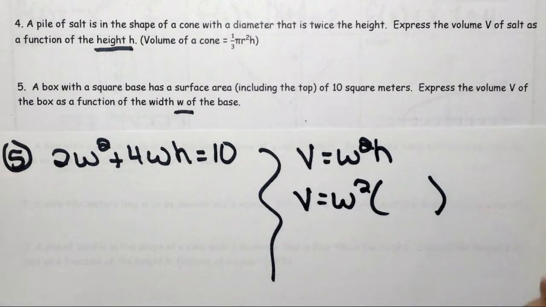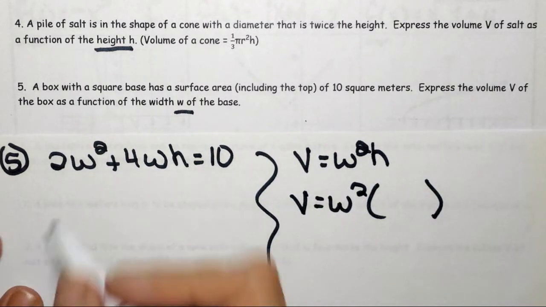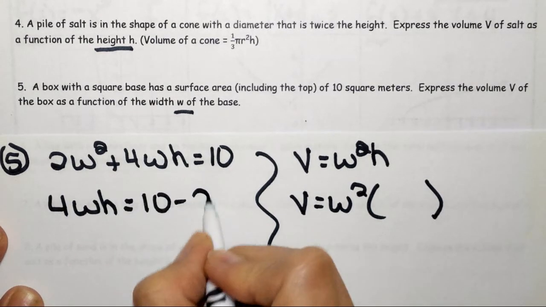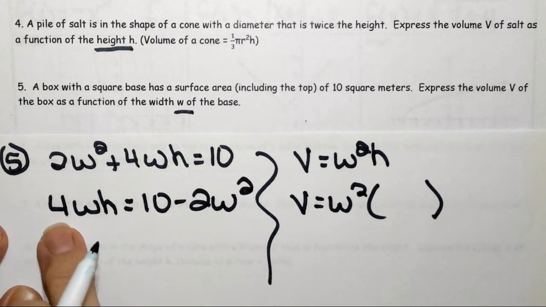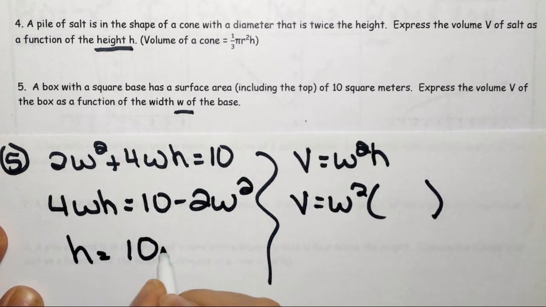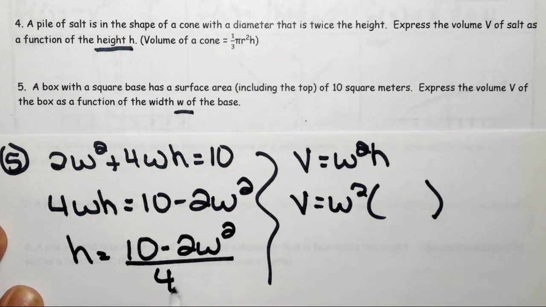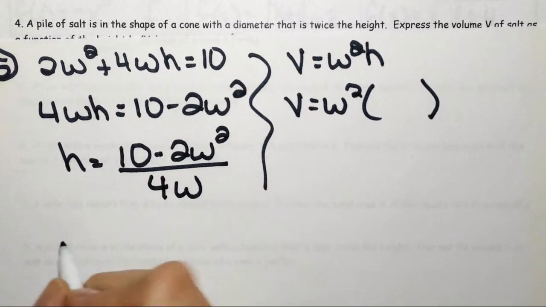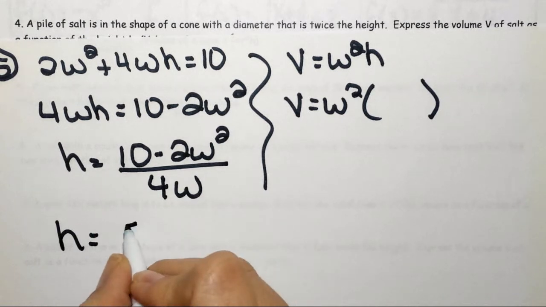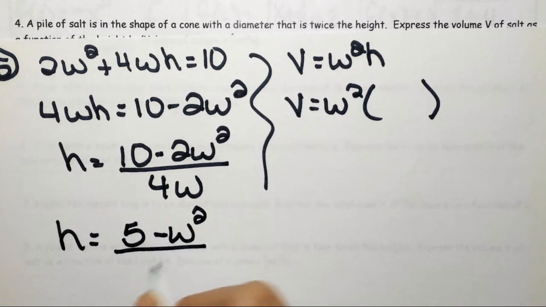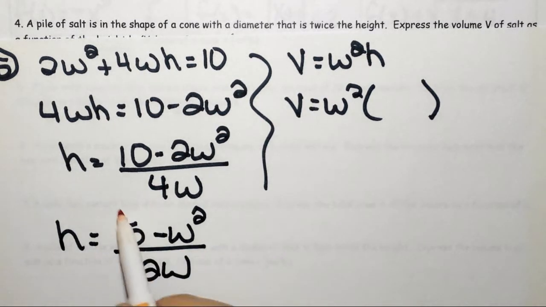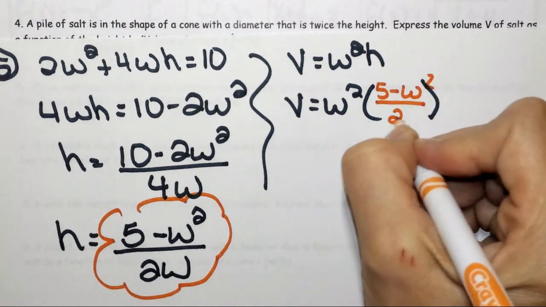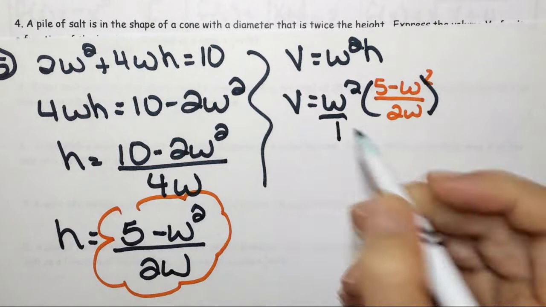So I'm going to put parentheses where the h is, which means I have to come over here and solve for h. So I'm going to subtract 2w squared first, and then I'm going to divide by 4w. Now, once I did that, I can see that 10, 2, and 4 are all even, so they're all divisible by 2. So I'm going to reduce this to 5 minus w squared over 2w. So this is my h. This is what's going to go right here. Okay, and I'm going to put this over 1.